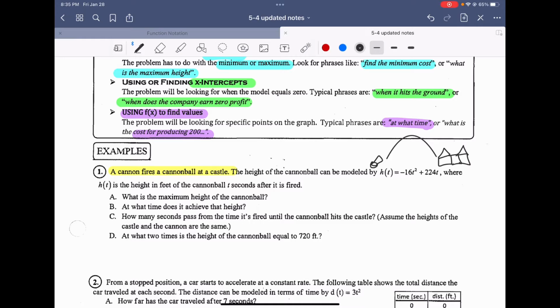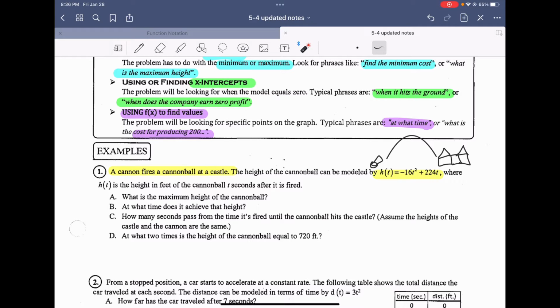So it says the height of the cannonball can be modeled by this equation right here. Okay, that makes sense. That's a quadratic equation, which is a parabola, and that's what I drew, a parabola. That's what a cannonball path would look like. And it says where h of t is the height in feet of the cannonball t seconds after it's fired.